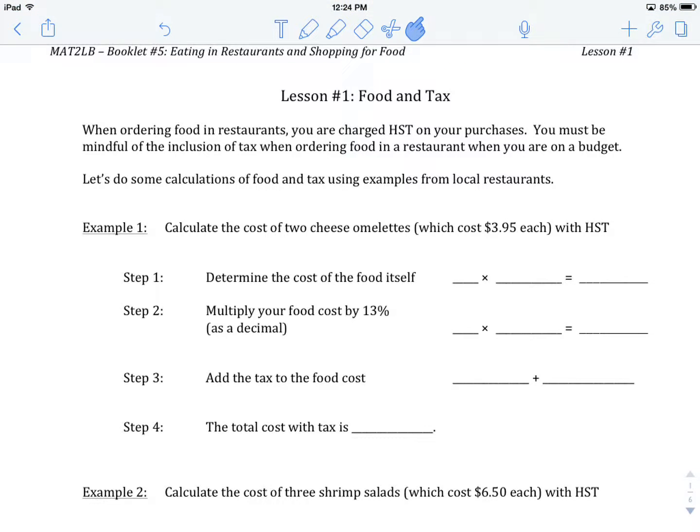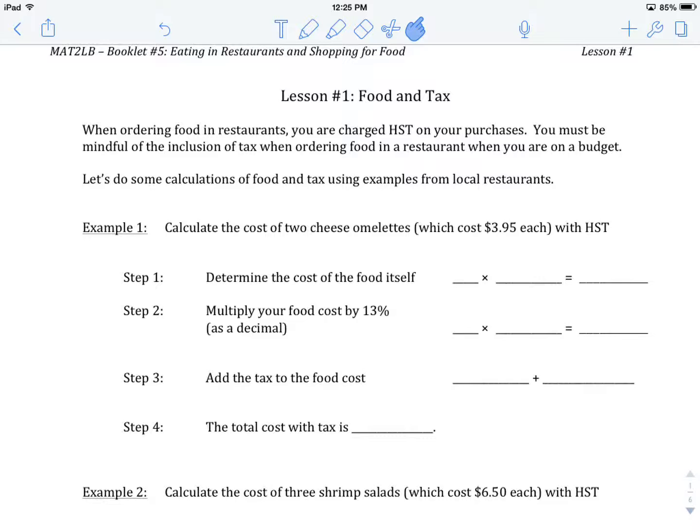Our first lesson talks about some fairly straightforward transactions with food and tax where you get a particular item, we total up how much that item is with the inclusion of tax. And if you remember, at the end of booklet number 4, we talked about how to calculate tax, which is taking 13% of a total. We do that by dividing the 13% by 100 and multiplying it by whatever the amount of food is that we're going to be getting. And then, of course, adding that tax back to the total. Let's try example number 1.